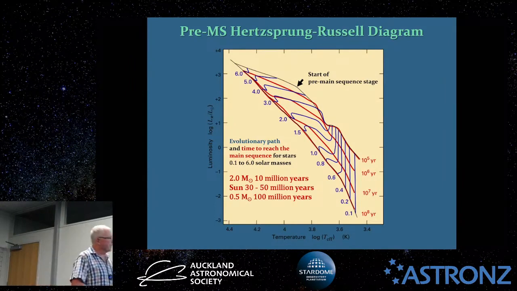So here's just our figures again. The sun, to get to the main sequence, takes about 30 to 50 million years. 2 solar masses takes about 10 million years, and half a solar mass takes about 100 million years. So you can see that principle there.